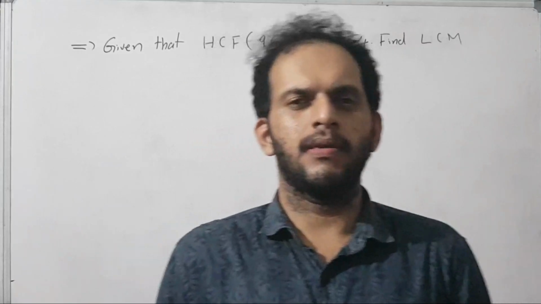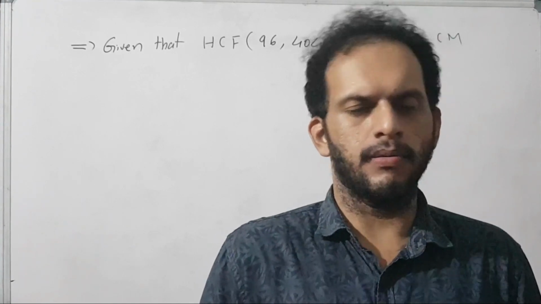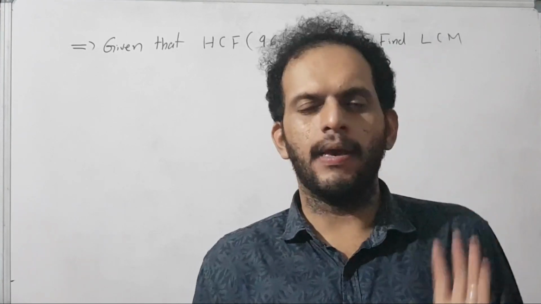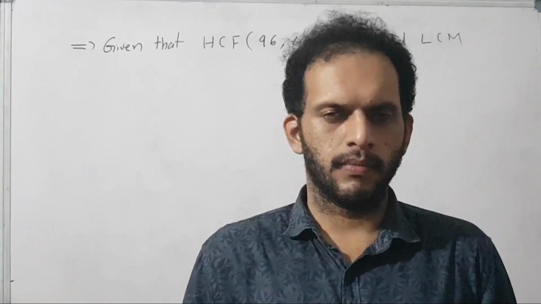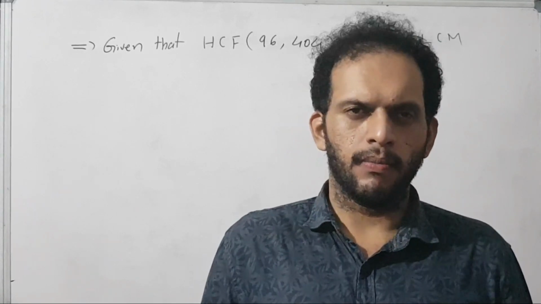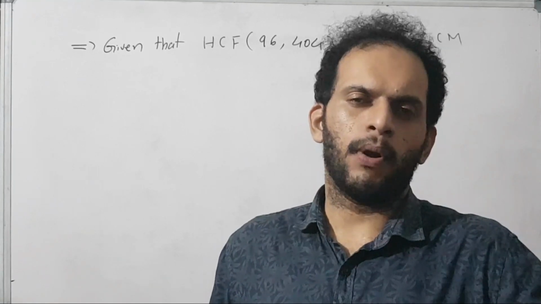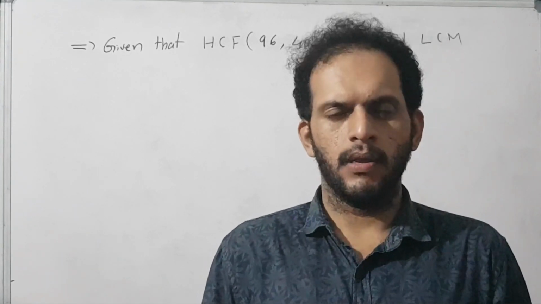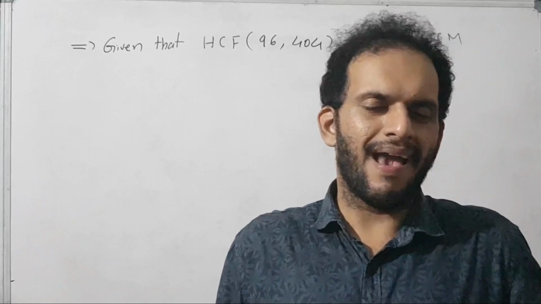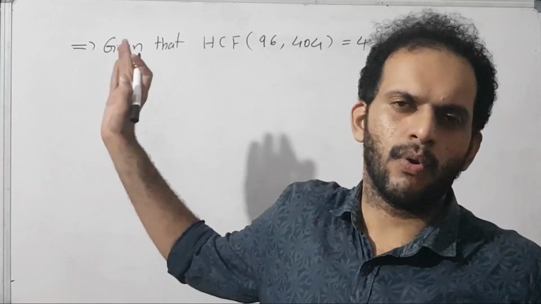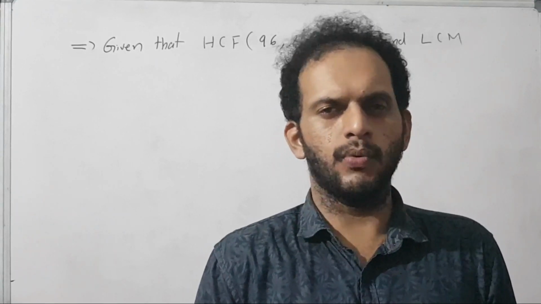Clear. We are discussing another application of LCM and HCF. Now you got the idea how to find the LCM and HCF of 2 numbers and 3 numbers. Correct? And how to verify the relation between the product of numbers and the product of LCM and HCF. Correct? So, next we are doing a question on the basis of LCM and HCF, which is an application of the property of LCM and HCF of 2 numbers.